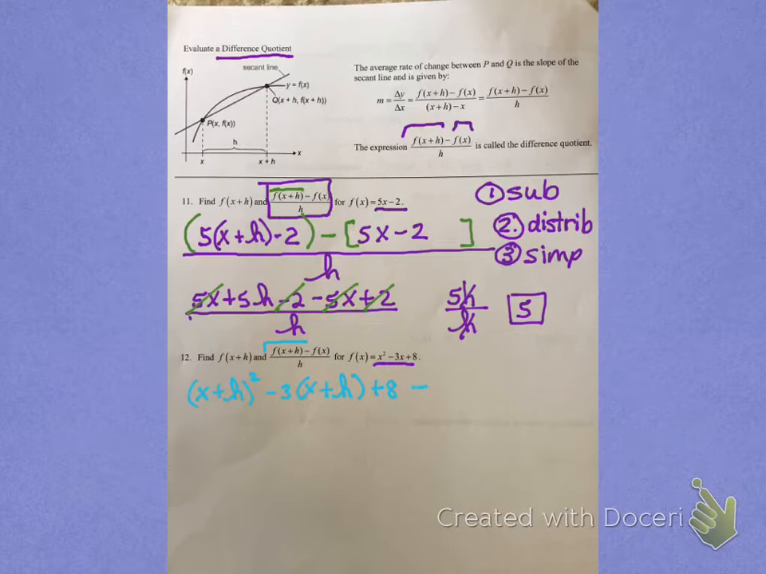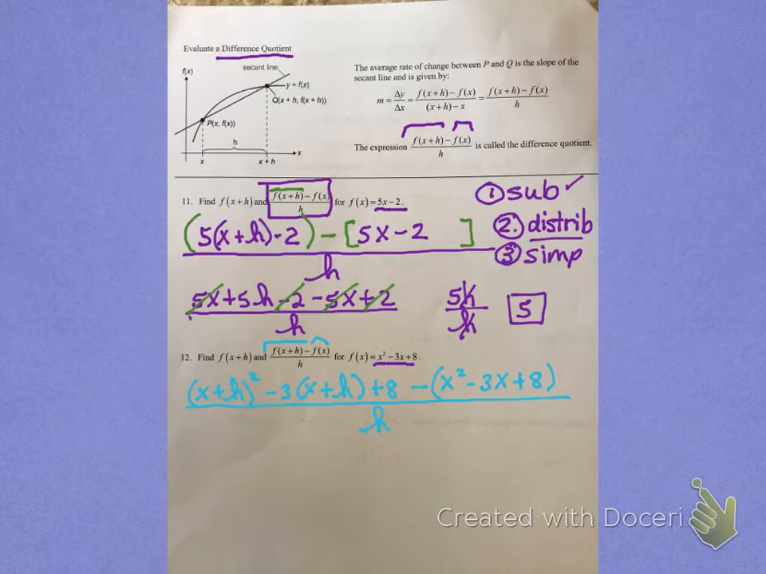Then I'm going to subtract the original function, and that becomes x squared minus 3x plus 8, all over h. And that is such a horrible color on here. I think I'm going to go back to my purple. Okay, now then I've done my substitution.